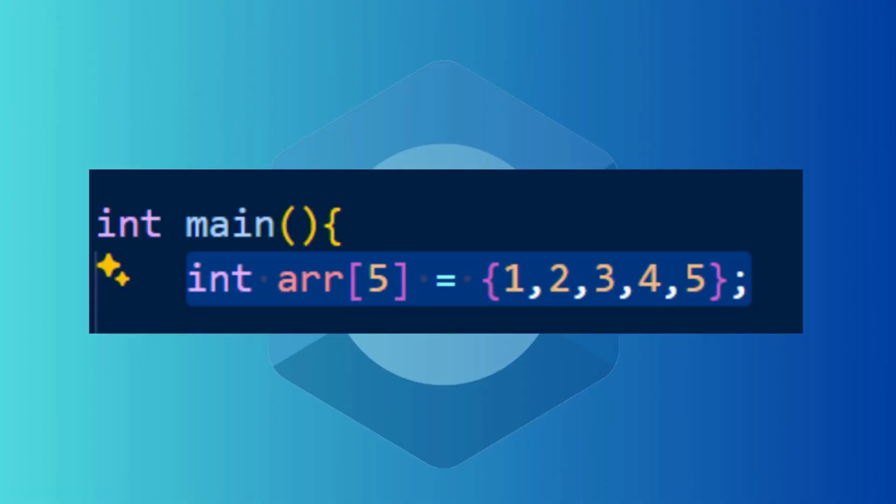For example, this int main is the main function of this program, and then you can see here int is the type, and array is the variable where I assign 5 in the square brackets. So this will be an array of size 5, and the type will be int. Now I can only assign 5 values, so I assign 5 values like 1 2 3 4 5. So this is our array.